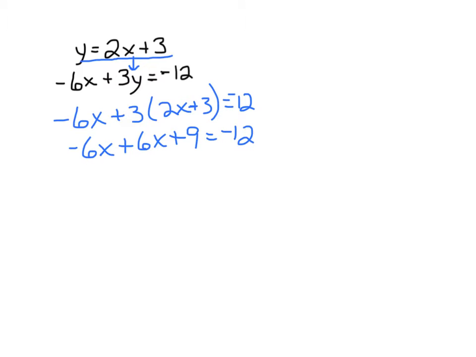And then notice that the negative 6x plus 6x, they eliminate each other, they cross each other out, so I end up getting 9 is equal to negative 12. And that doesn't make any sense whatsoever, because 9 does not equal negative 12. So the question is, where do these two equations intersect each other?